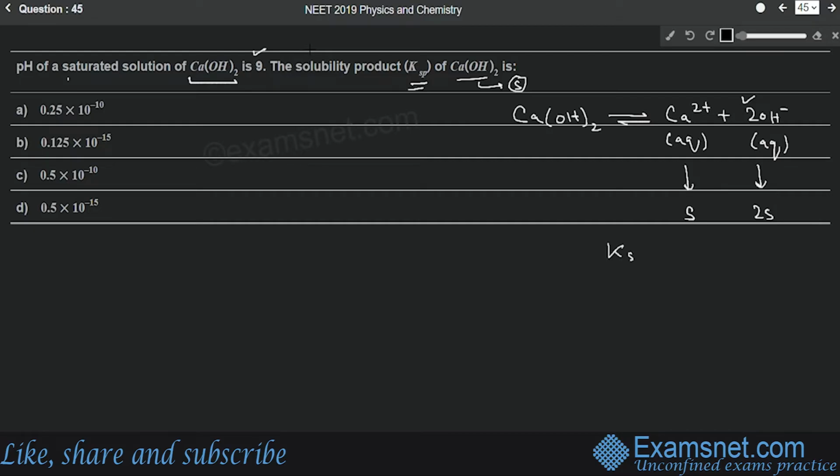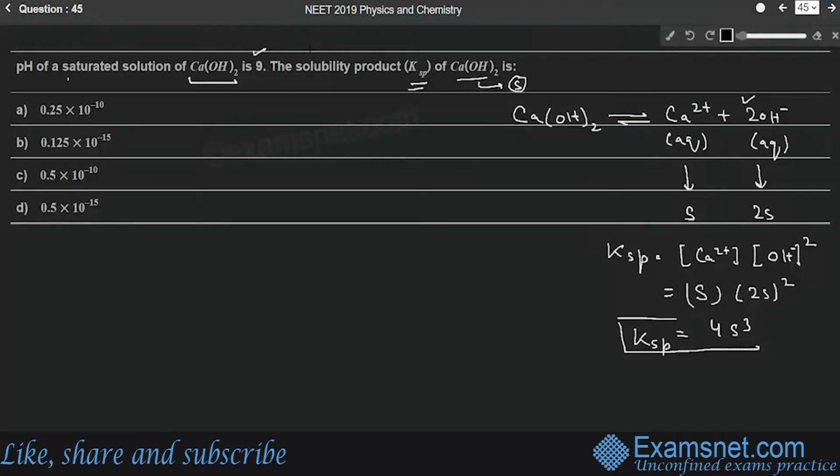So what will be the Ksp? It is the product of ionic concentrations of these two. That means the ionic concentration of calcium ion into the ionic concentration of OH minus ion raised to the power 2. So the ionic concentration of Ca2 plus will be S, and that of OH minus will be 2S. And here we have power 2, that means square. So here we'll get 4S cube. So this is the Ksp. Now suppose this is equation 1.